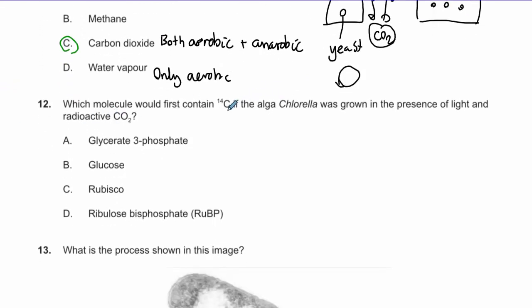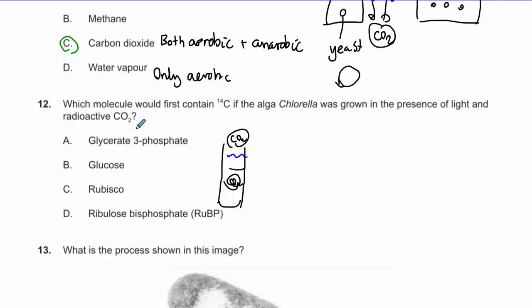12. Which molecule would first contain carbon-14 in the algae Chlorella if it was grown in the presence of light and radioactive carbon dioxide? So here we are growing a green Chlorella algae, and so we have water inside here, and then we have carbon dioxide maybe in the air, and of course dissolved into the water. And this carbon dioxide is not C12, the normal, it's C14, a radioactive form of carbon.